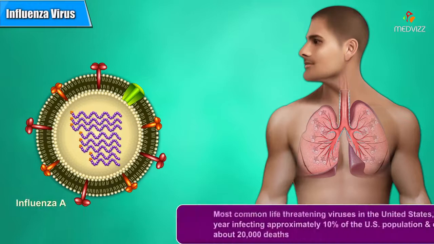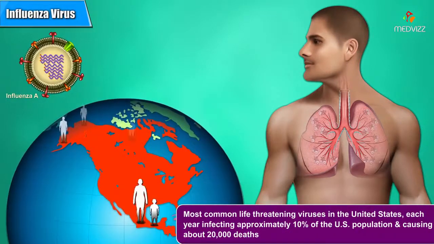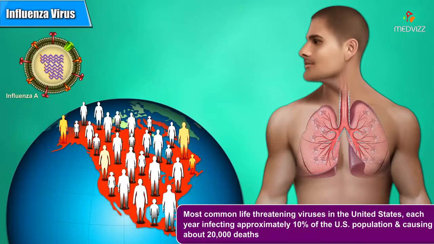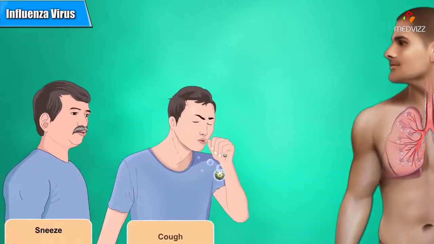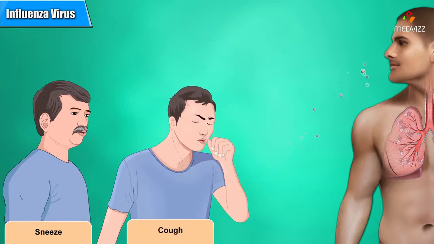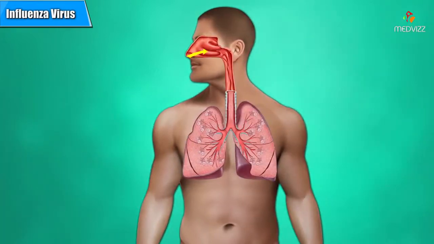Influenza A is one of the most common life-threatening viruses in the United States, each year infecting approximately 10% of the U.S. population and causing about 20,000 deaths. Influenza is normally transmitted by droplets or aerosols from the sneeze or cough of a nearby infected person. When another individual inhales the droplets, the virus has a chance to invade the cells of a new host.